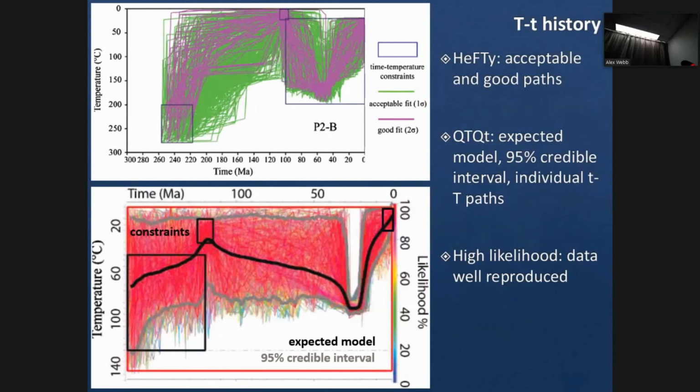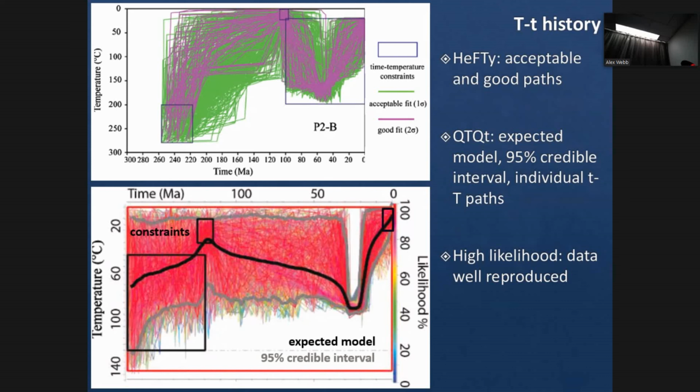So here is the kind of result we get. The green and purple colors are Helium-FT. Usually it's a very basic model that runs very fast, and for an easy model it's perfect. If you don't have a lot of data, you don't need to go with QTQt. Helium-FT is running perfectly. Here you always have the acceptable paths in green and the very good fit in purple. If at the end of the model you have no purple path, it means that FT is not able to find a good path, and so you can forget interpretation about that. It means it's too complicated.